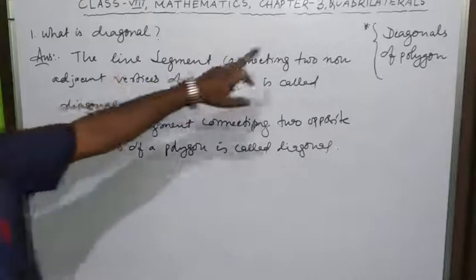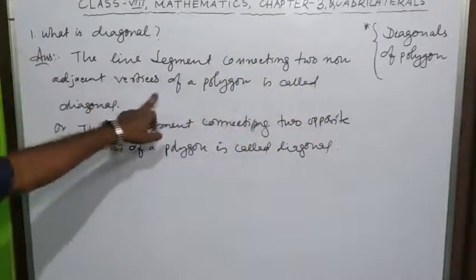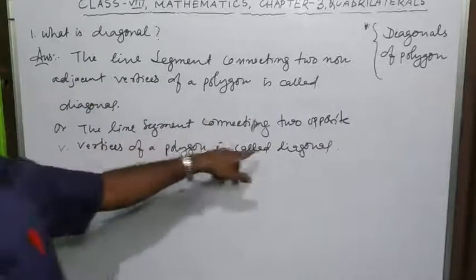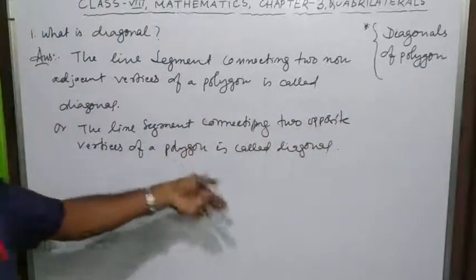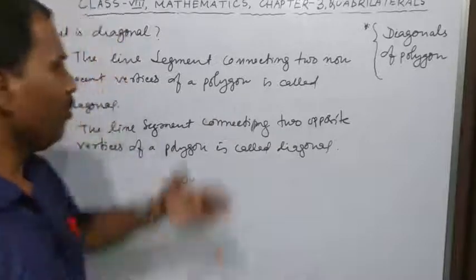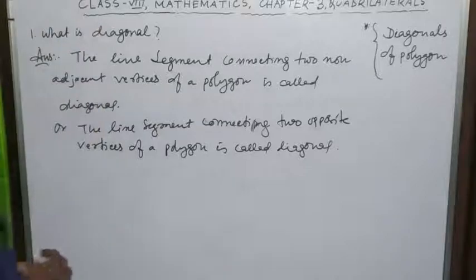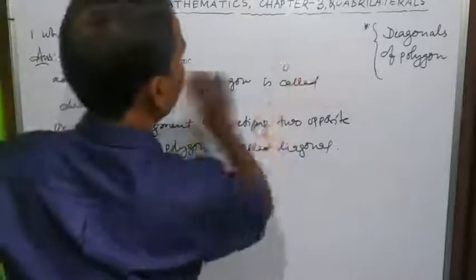The line segment connecting two non-adjacent vertices of a polygon is called a diagonal, or the line segment connecting two opposite vertices of a polygon is also called a diagonal. You can remember any one or you can remember both of these. Now try to understand using a figure.